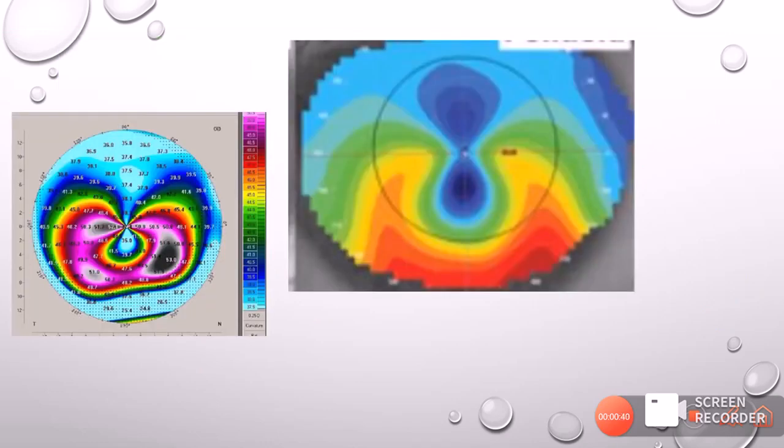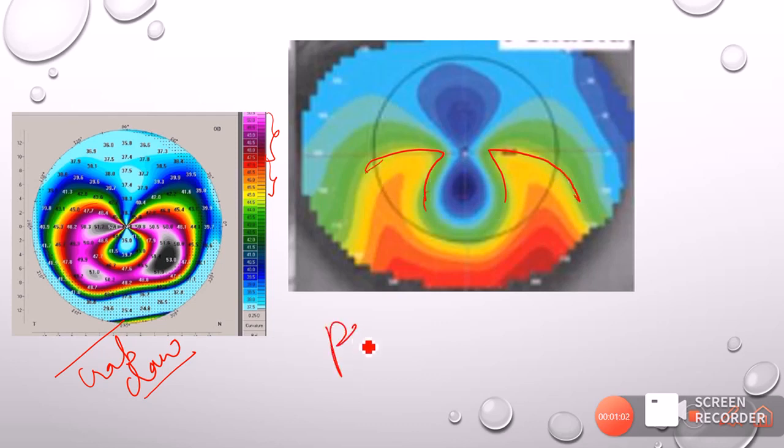Now just have a look over here. So this picture, you can see the color coding, you can see this purplish reddish areas are the steeper areas, and you can see here actually this is a classic crab claw appearance on the topography on the axial map, on the axial curvature map. Similarly here you can see this is the claw and these claws are closing together. So these both are seen in pellucid marginal degeneration, which is a type of corneal ectasia.